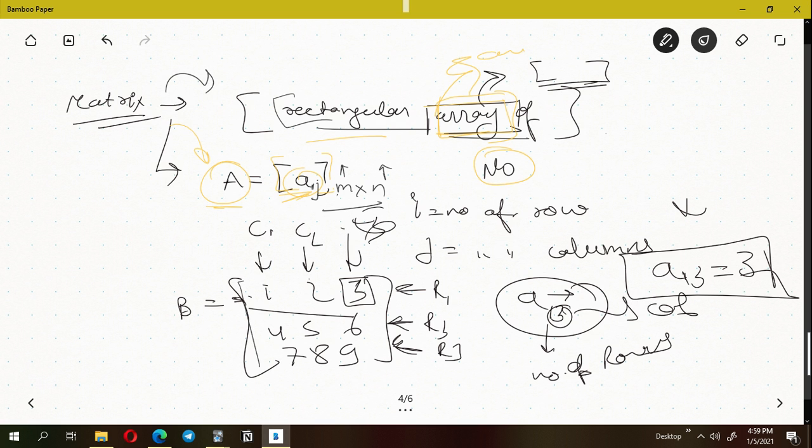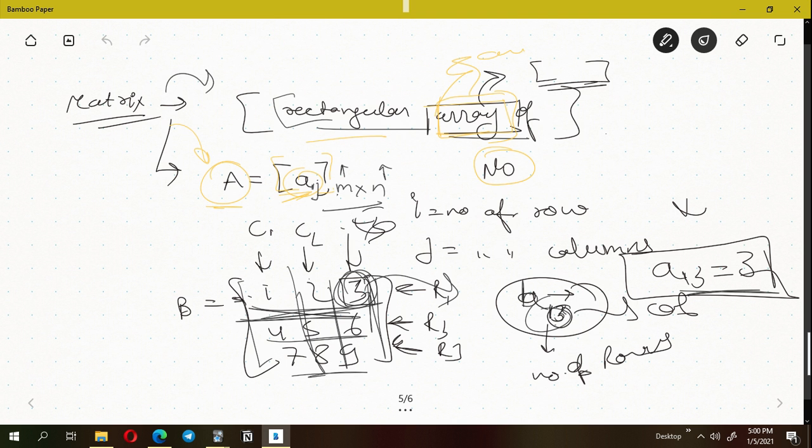So let us suppose this is a matrix. We have taken matrix B and it has got 1, 2, 3, 4, 5, 6, 7, 8, 9 as its elements. This is row 1, row 2 and row 3, and this is column 1, column 2 and column 3. If I want to find element b_13, then 1 is the row and 3 is the column. So 3 is going to be the answer here.